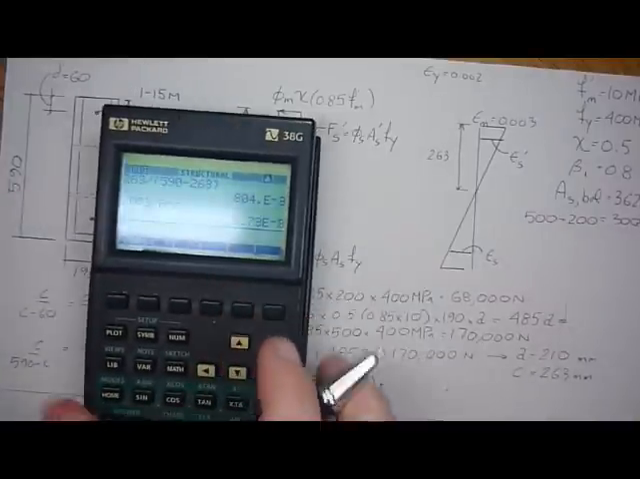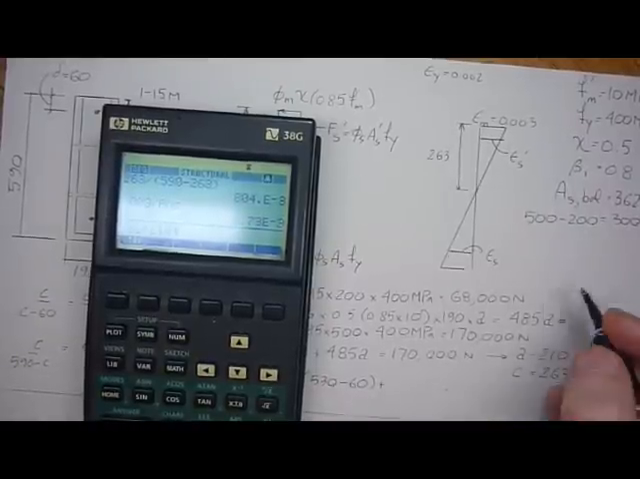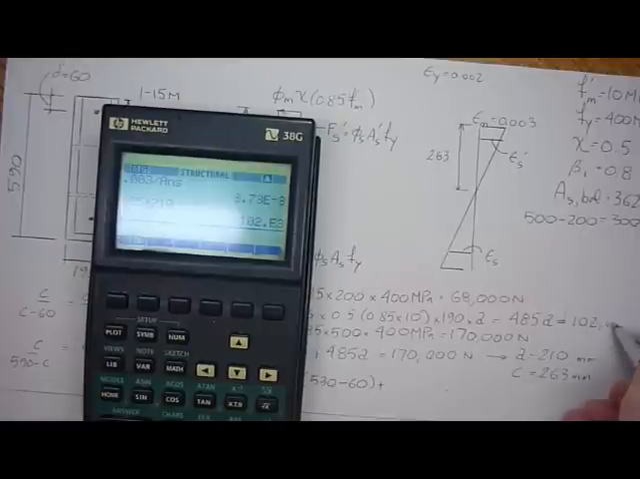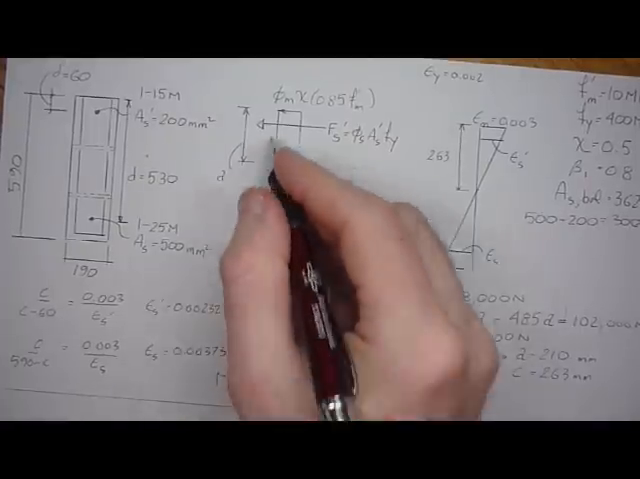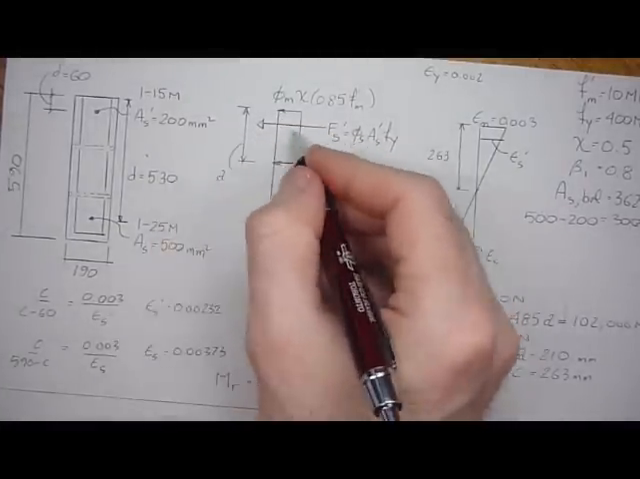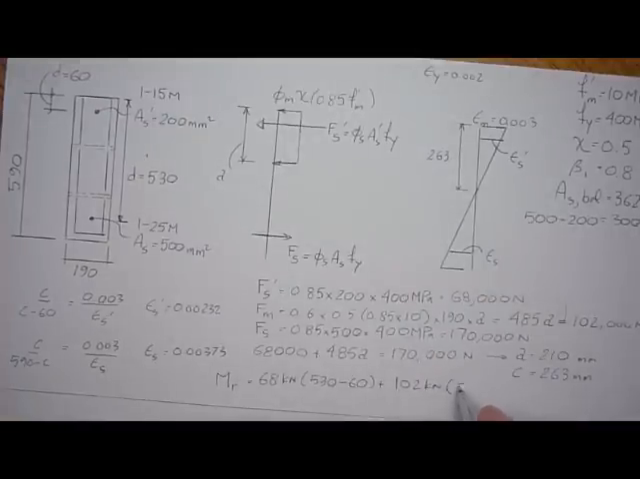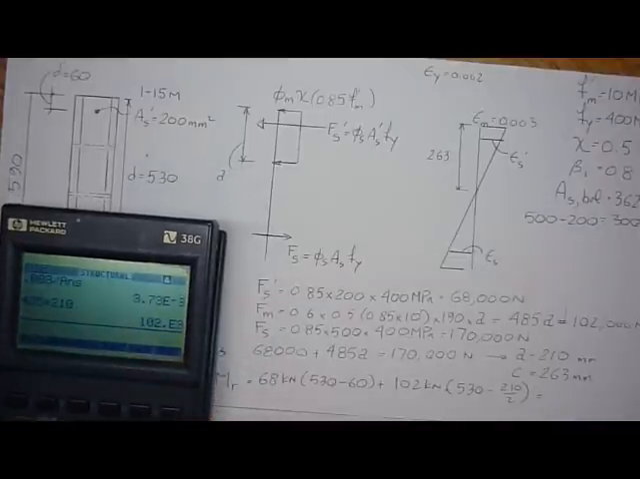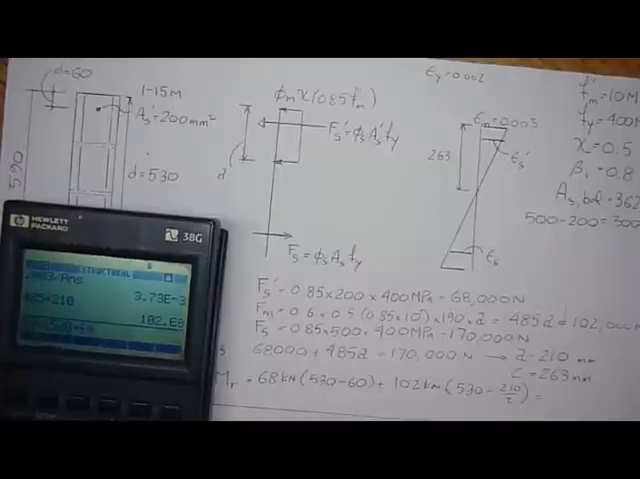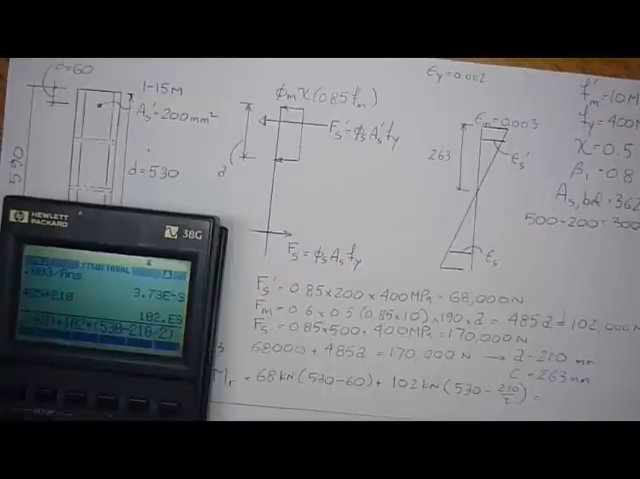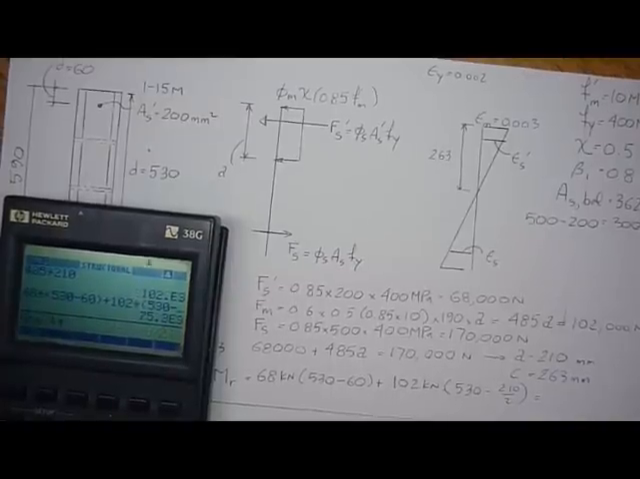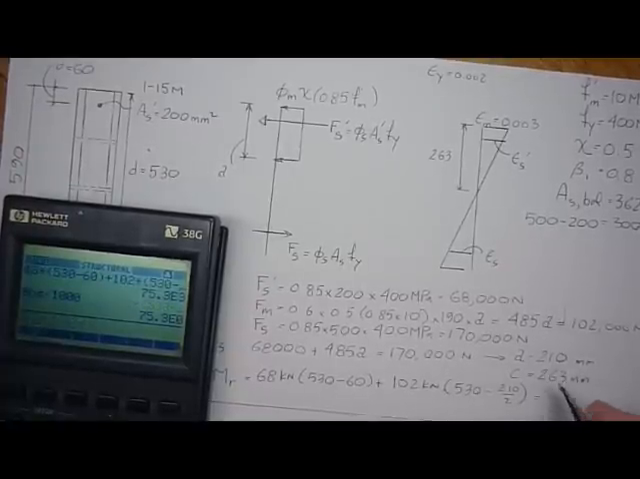So 485A is 485 times 210, which is 102,000 newtons. So 102 kilonewtons times depth minus a over 2, because the stress block is a. So d is 530 minus 210 over 2. Now we can solve for the moment resistance. So 68 times 530 minus 60 plus 102 times 530 minus 210 over 2, divided by 1,000 puts it in kilonewton meters, so 75.3 kilonewton meters.